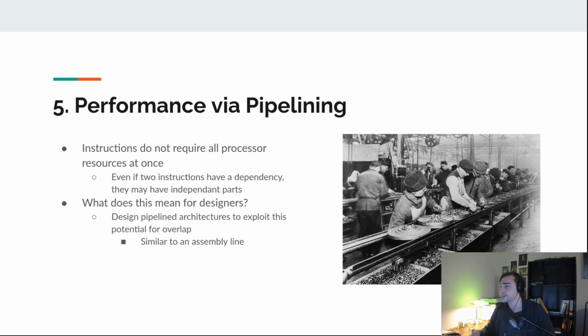And a great example of this is something like an assembly line. So, at the first stage of the assembly line, we're assembling maybe some sort of toy. The second stage, we're painting that toy. And the third stage, we're boxing that toy up, packaging that toy. Well, while someone's boxing up one toy, another person could be painting another toy, and the first person could be assembling another toy. So we can overlap these operations together, and we can do the exact same thing with instructions with pipelined processors. So what does this mean for designers? We design these pipeline architectures to exploit this overlap.